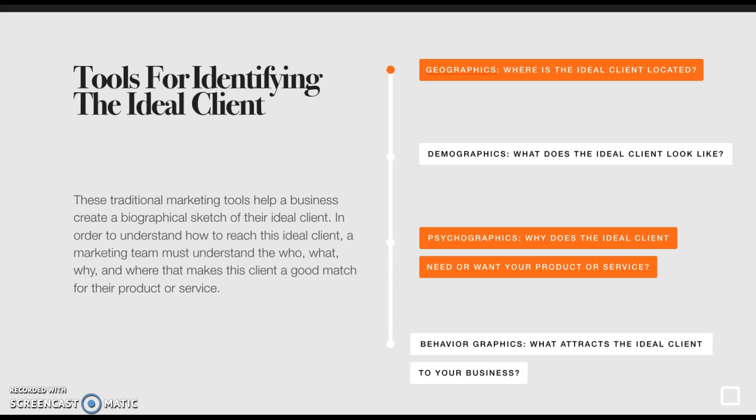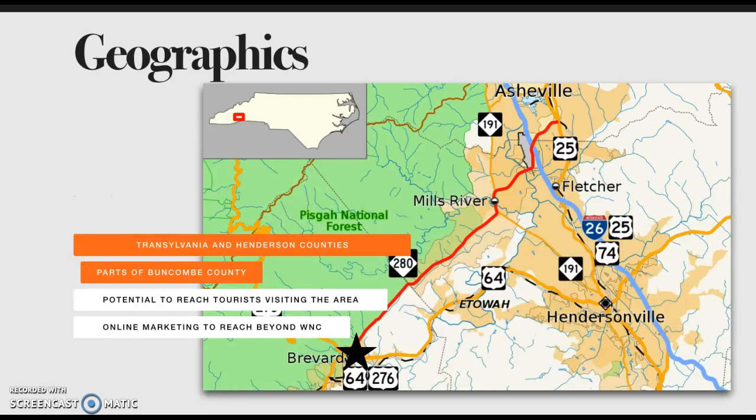In order to understand how to reach the ideal client, a marketing team must understand the who, what, why, and where that makes this client a good match for their product or service. And then you can start talking about the how. So we're going to go down and talk about some geographics for paint and pour classes in my area.